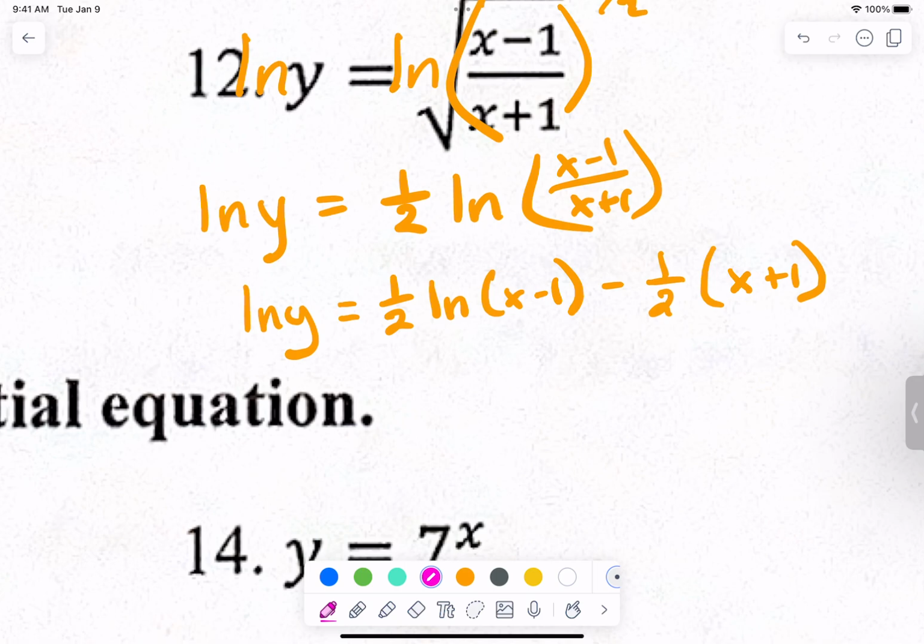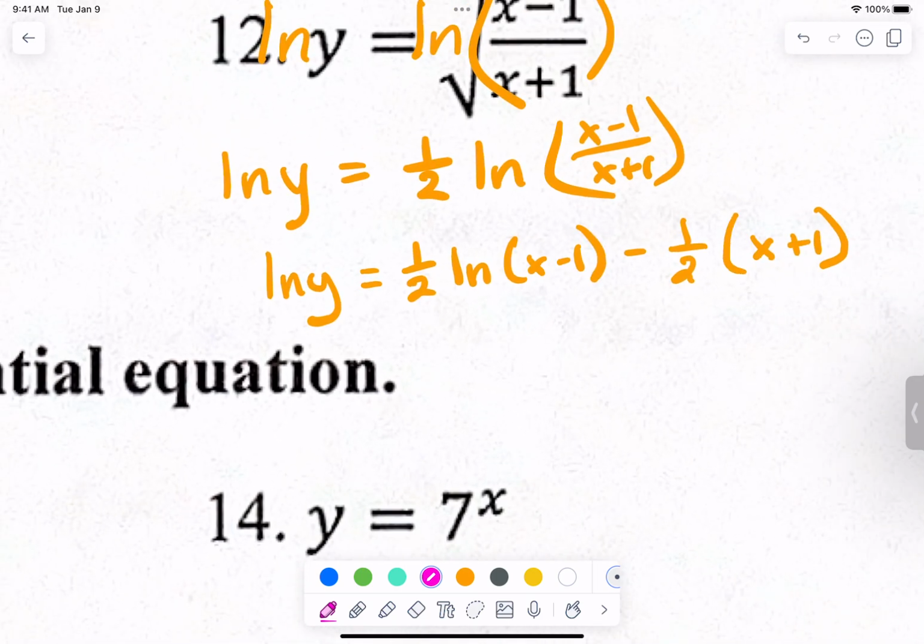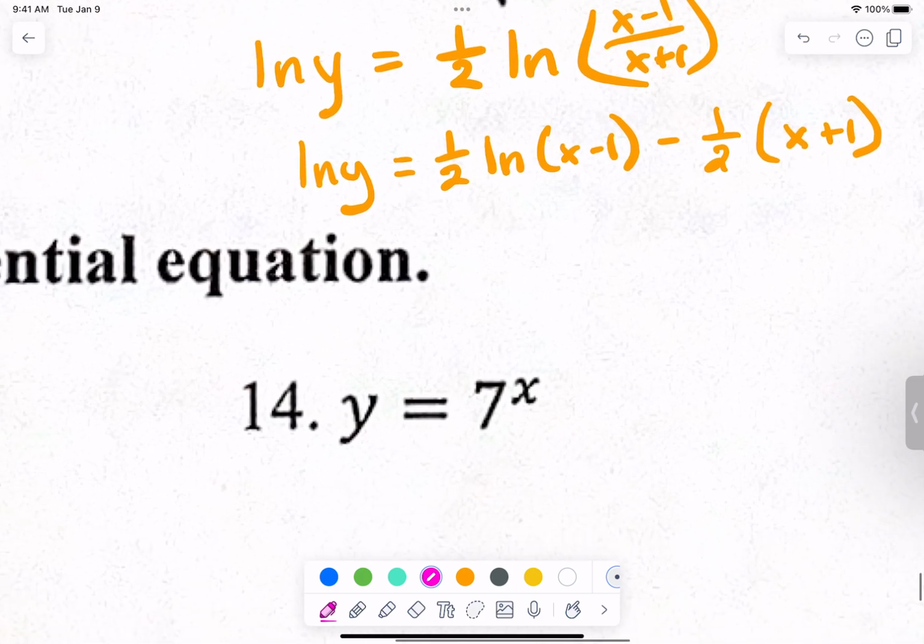Hold on. The really nice thing is that when y is by itself, you always know it's going to be 1 over y dy dx on that side, right? Yeah. So with log differentiation, dy dx is equal to y times 1 over 2x minus 1.